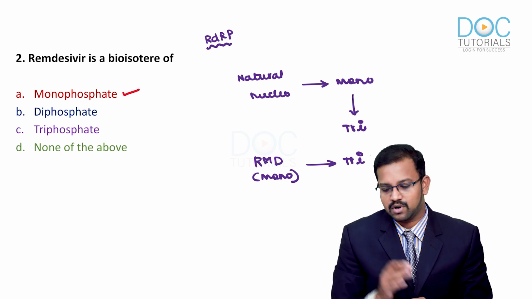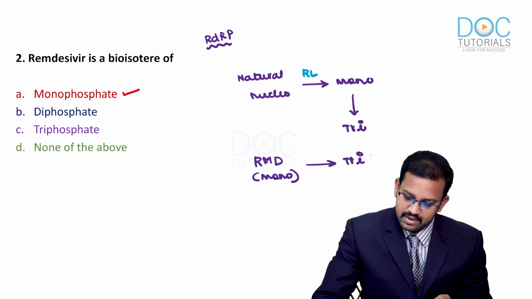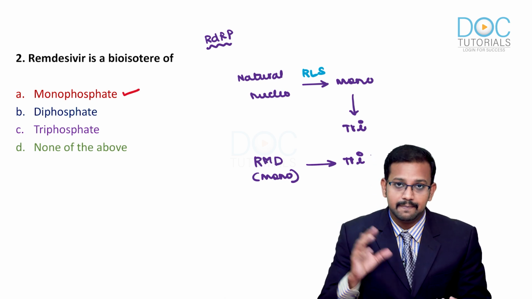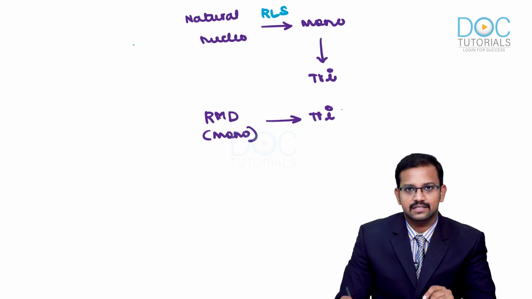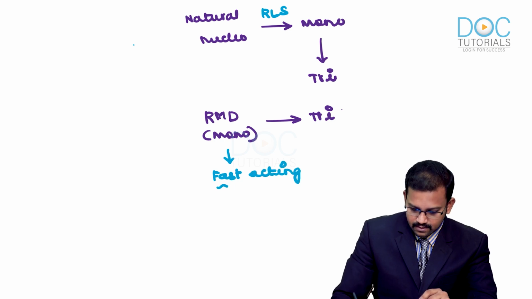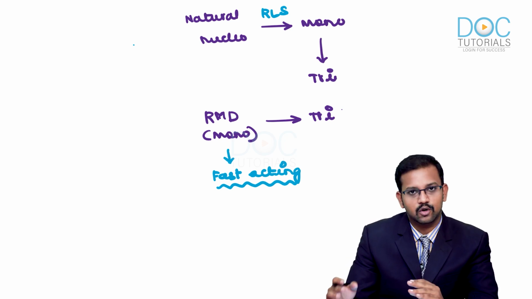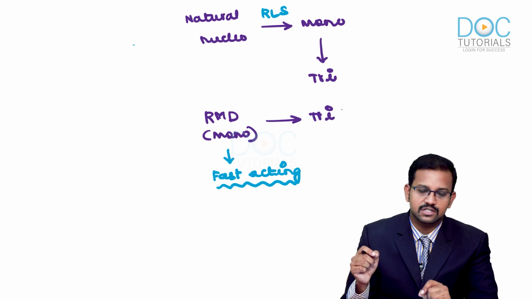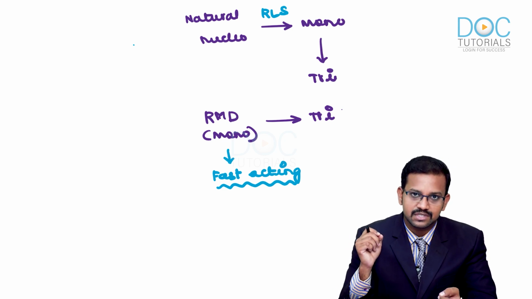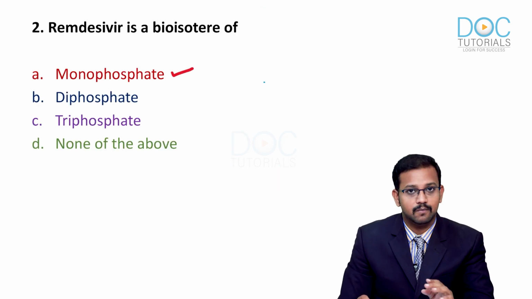And why is this concept more important? Conversion of the natural nucleoside to monophosphate behaves as the rate limiting step, and that rate limiting step is bypassed with remdesivir, and that is the reason why remdesivir is a fast acting agent. It has a very quick onset of action, although the half-life is also going to be shorter. We'll be talking more about that, but the onset of action is faster because it bypasses this rate limiting step, the slowest step in the activation of the nucleoside complex. So the answer here is remdesivir is a bioisostere of monophosphate, guys.